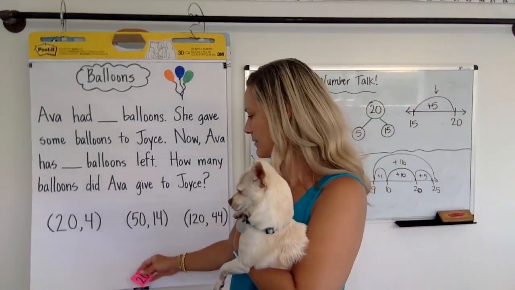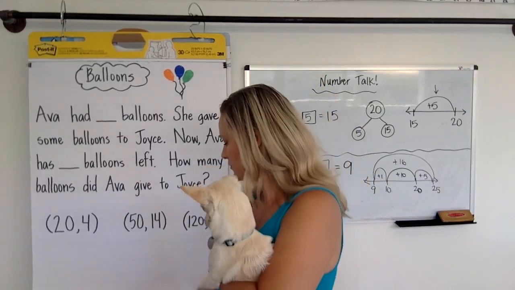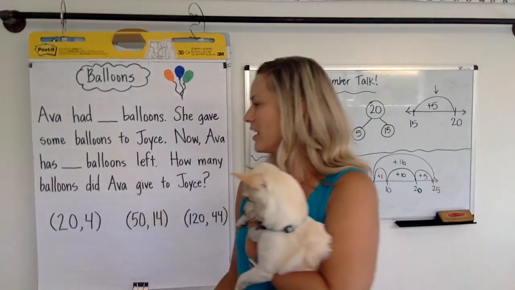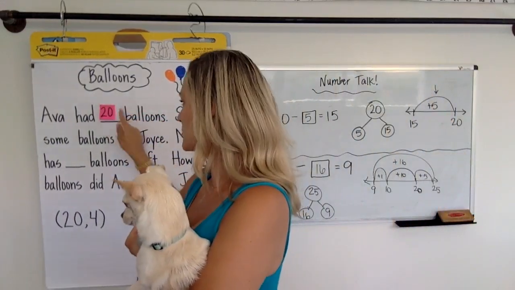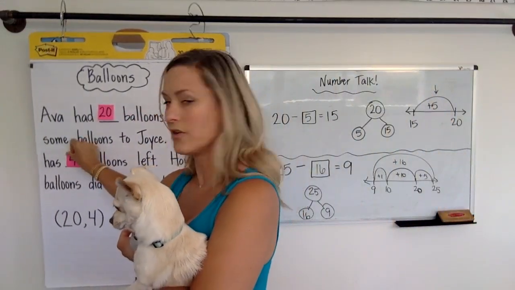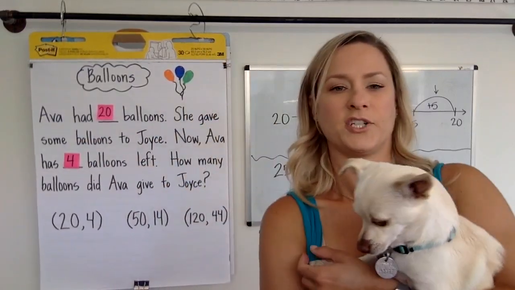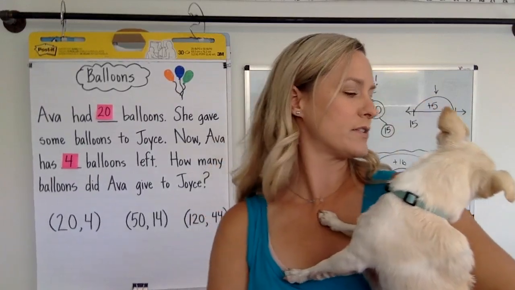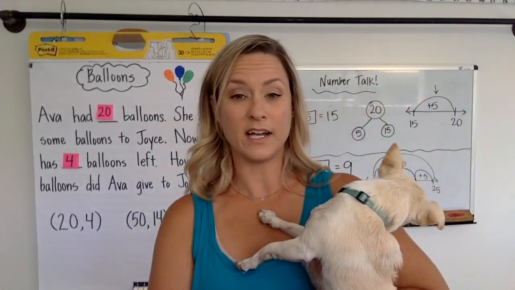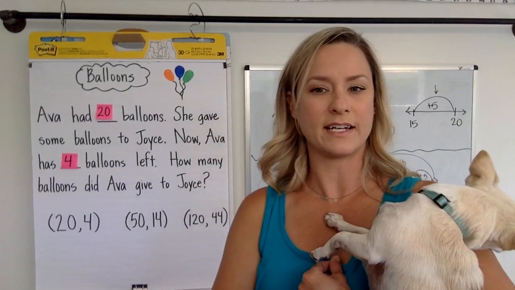All right, so let's think about that with our number sets in there. Okay, so let's try out with 20 and 4. All right, Chip, you ready? You got to get your thinking cap on. You ready to hear the story again? Okay, this time, of course, he wants to take a nap.